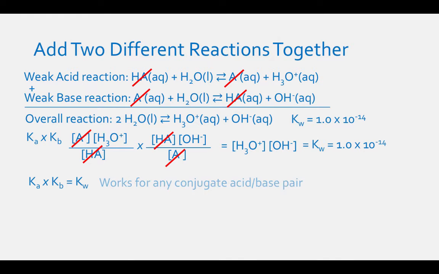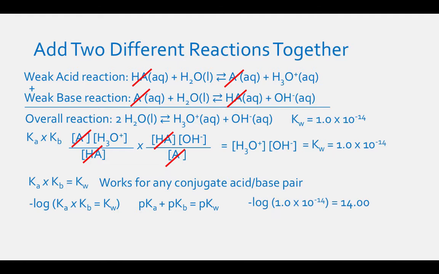This works for any acid's Ka value and its conjugate base's Kb value, or a base's Kb value and its conjugate acid's Ka value. If we take the negative log of Ka times Kb equals Kw and utilize the rules of logs, we find that the pKa plus pKb equals pKw. We know that the negative log of 1.0 times 10 to the negative 14 is 14.00, so therefore pKa plus pKb equals 14.00 for any acid conjugate base or base conjugate acid pair.